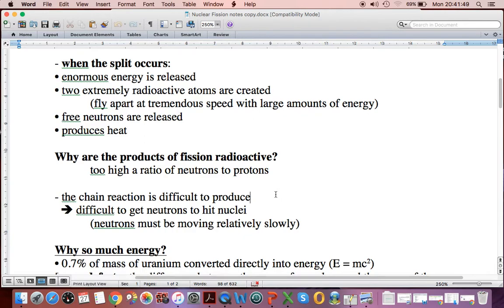The chain reaction is difficult to produce. The nucleus is incredibly small when we have an atom. So you're taking a tiny thing called a neutron and you're trying to hit a small target called the nucleus with that neutron. The neutrons have to be slowed down.